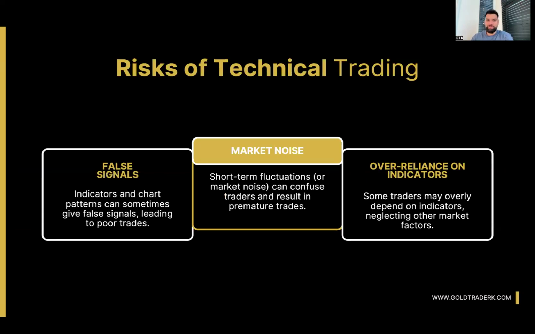Risks of technical trading. Number one, false signals. Indicators and chart patterns can sometimes give false signals, leading to poor trades. Number two, market noise. Short-term fluctuations can confuse traders and result in premature trades. Number three, over-reliance on indicators. Some traders may overly depend on indicators, neglecting other market factors.